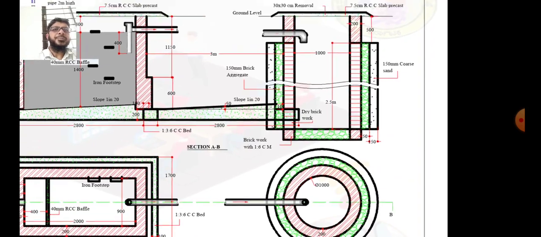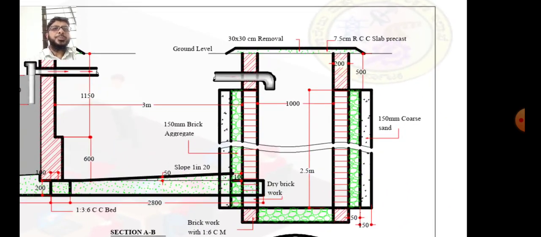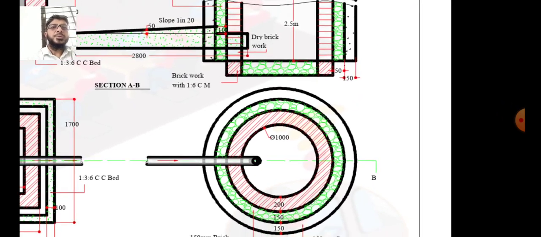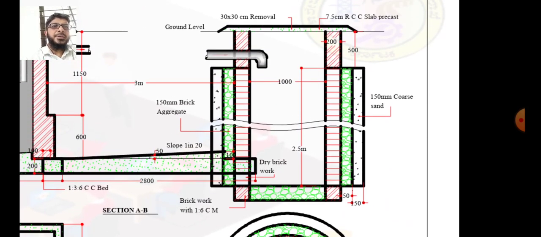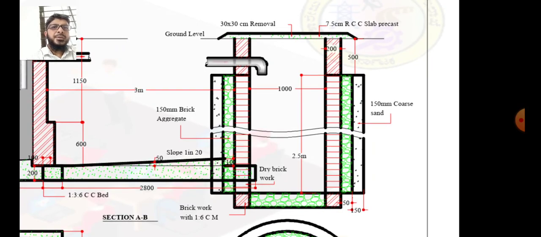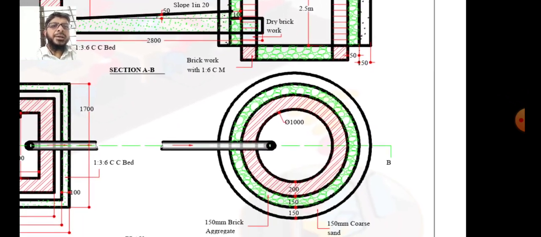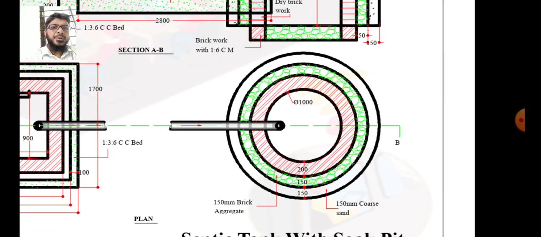Now come to the soak pit. So soak pit is circular in shape. So inside opening is 1 meter, and a pipe is connected from the septic tank to the soak pit. So inside layer is of brick work, and which is surrounded by 150 mm brick aggregate, and that is surrounded by 150 mm coarse sand.